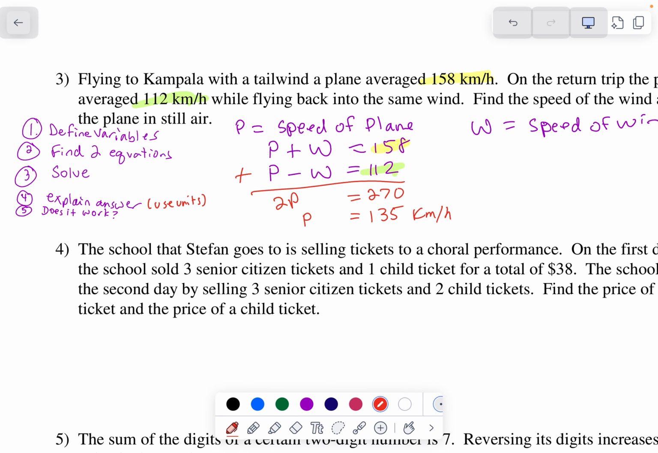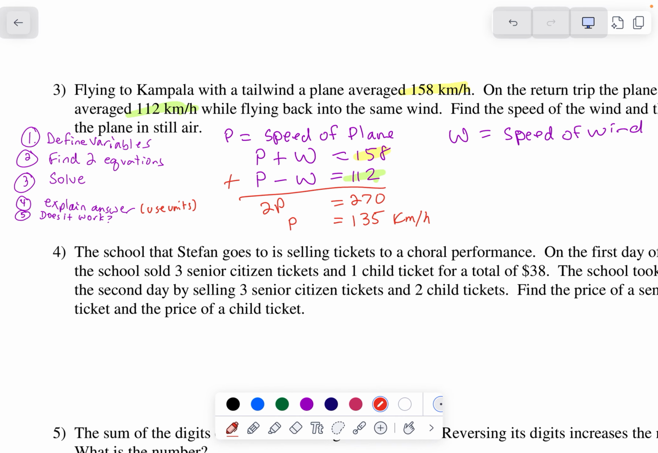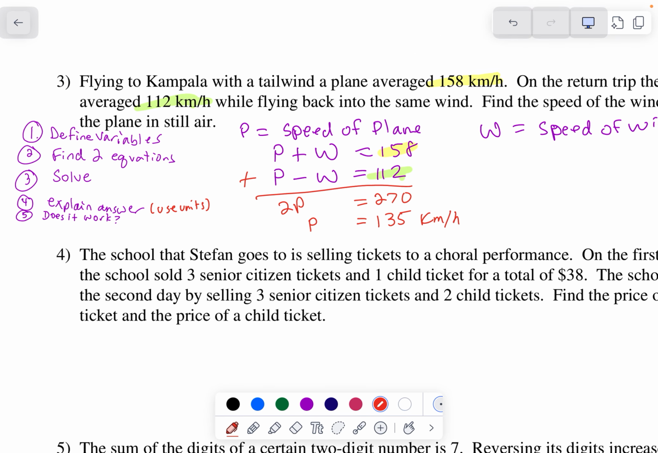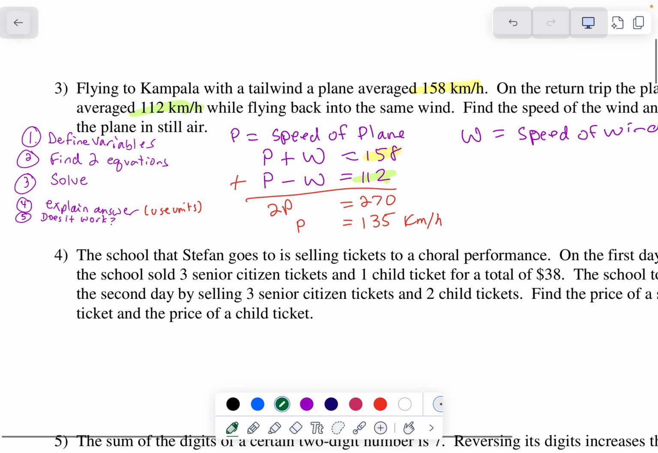Now, are we done? Did we answer the question? Find the speed of the wind and the speed of the plane in still air. Did we answer the question? No, we're not done. Have we done that? No, we don't know the wind yet. But if we stick it up here into the problem, the plane plus the wind is 158. And then if we just subtract 135 from both sides, that would be 23. And what kind of units would we use there? Speed of the wind. Same thing, that kilometers per hour.